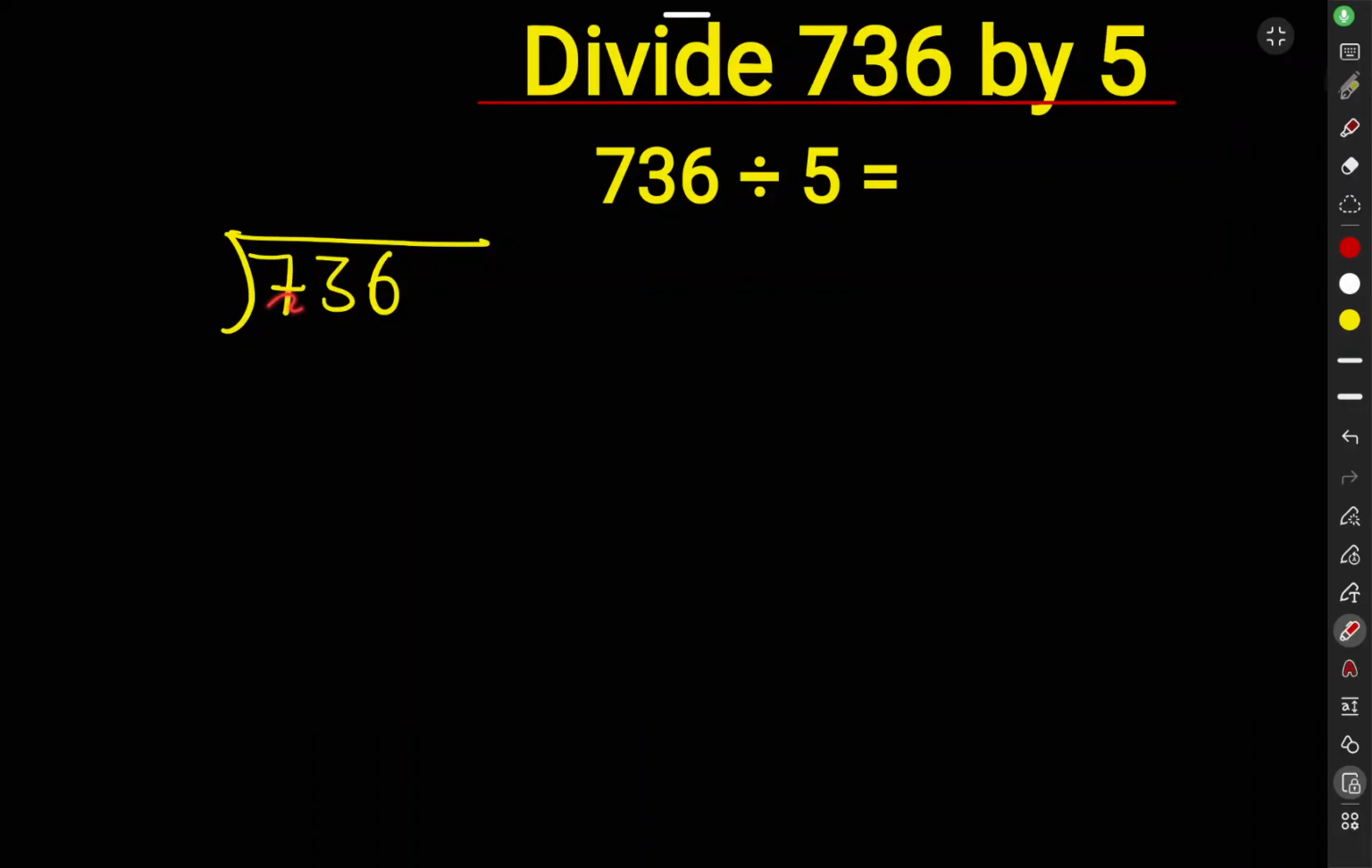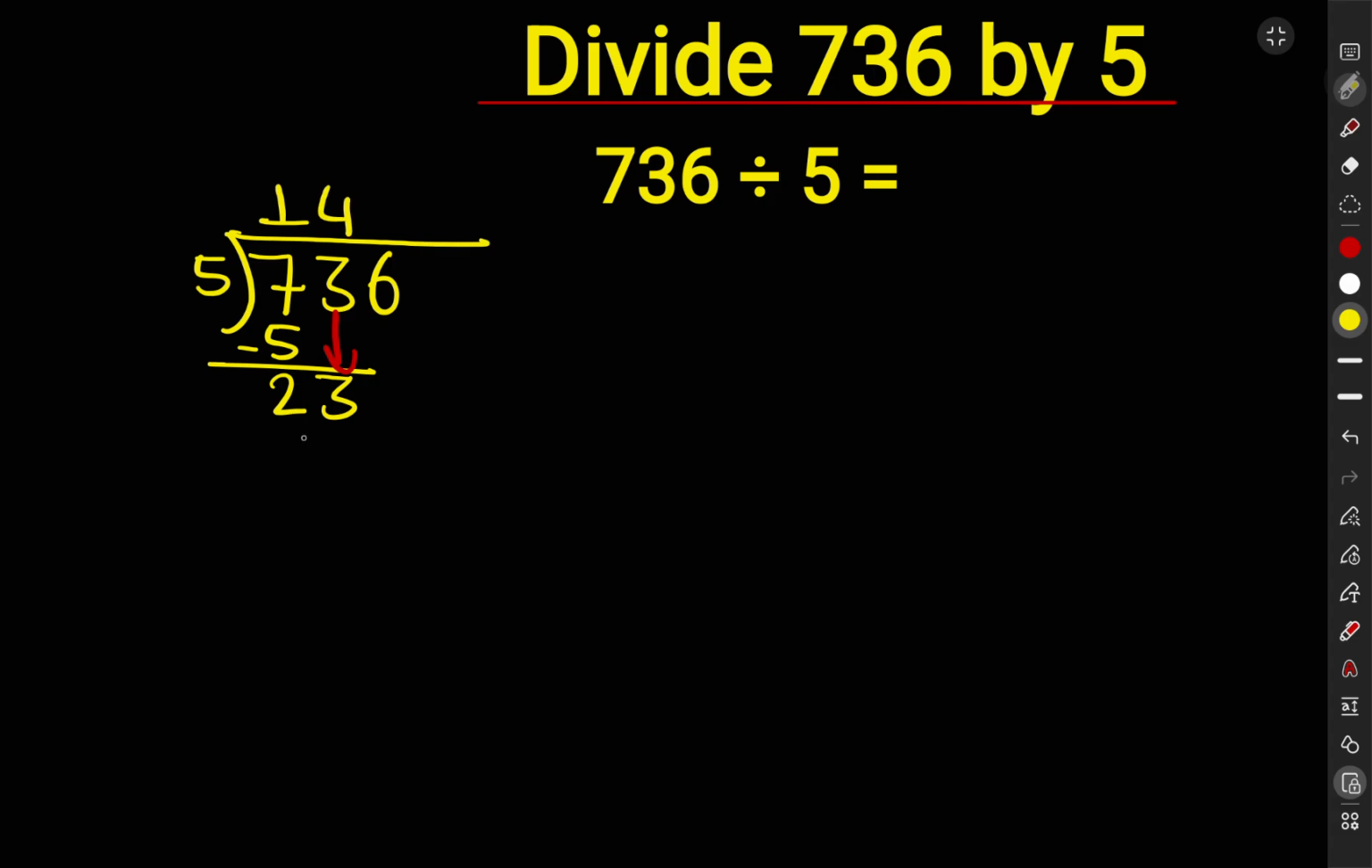We divide 736 by 5 in long division method. 5 times 1 is 5. On subtracting we get 2. So again we put down this 3 and it is 23.